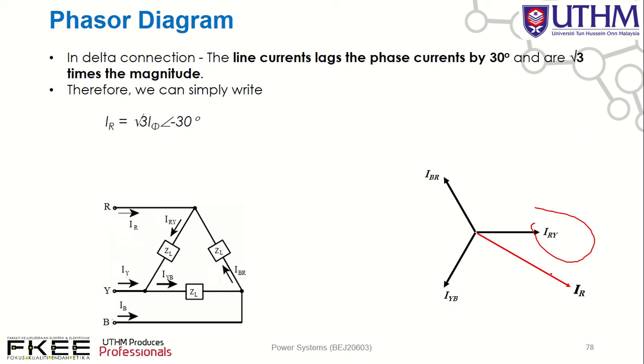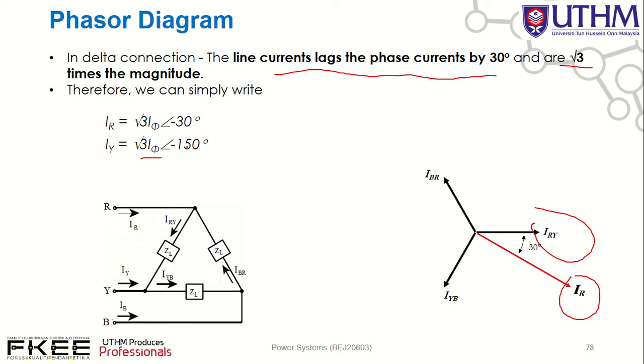Then this one is the line current. From this phasor diagram we can conclude that line current lags phase current by 30 degrees. For a delta connected load, line current lags phase current by 30 degrees, and the magnitude is multiplied by square root 3. Okay, so IY equals, we have the same magnitude for IY as IR.